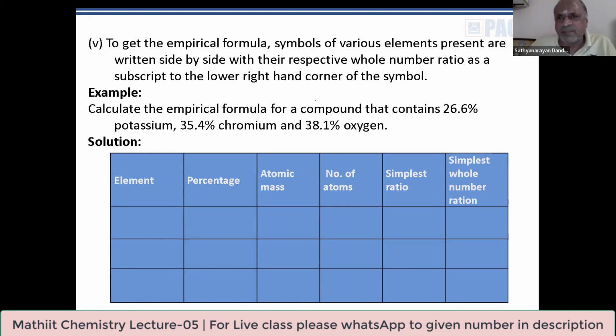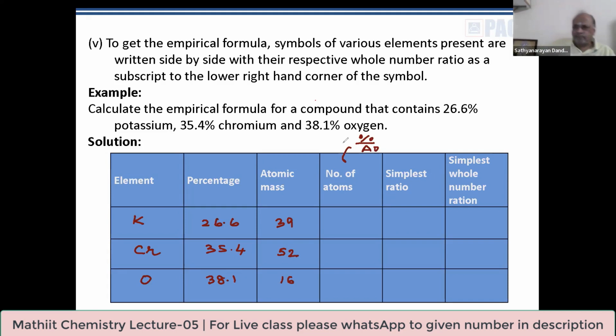What are the elements here? Potassium, chromium, and oxygen. Percentage: 26.6, 35.4, 38.1. Atomic mass: 39, 52, 16. Number of atoms means percentage divided by atomic mass. Calculate the value.